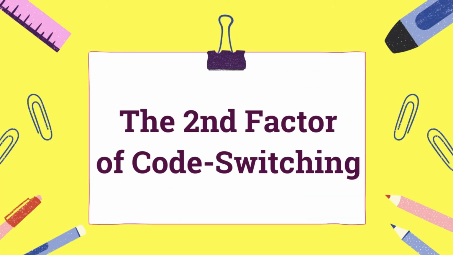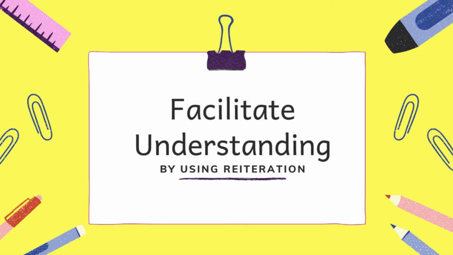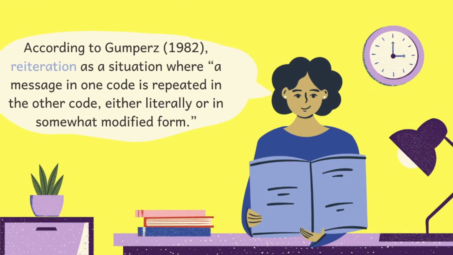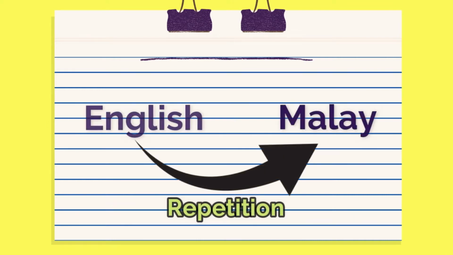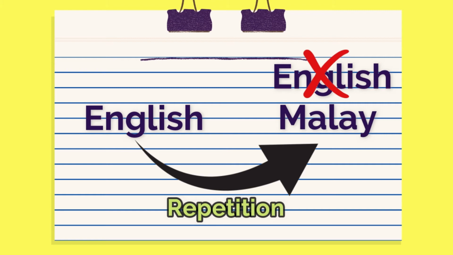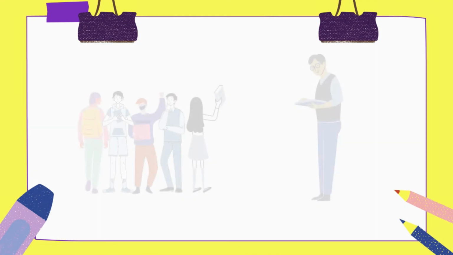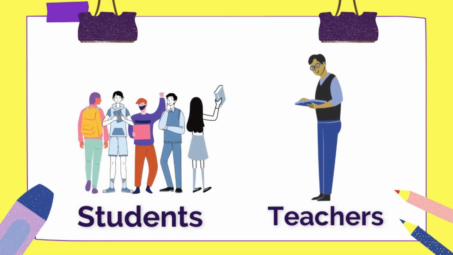Next, the second factor of code switching is to facilitate understanding among the speakers. I will be focusing on using reiteration to carry out the factor. According to Gumperz, 1982, reiteration is a situation when a message in one code is repeated in the other code, either literally or in somewhat modified form. This refers to the concept of repetition in another language and not in the same language, because if not, that doesn't count as code switching. The usage of reiteration is used by both teachers and students in a classroom.